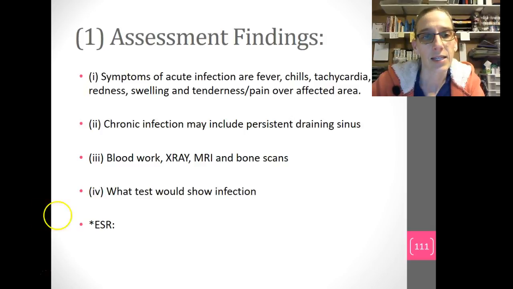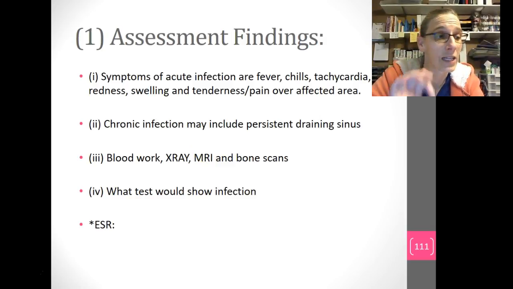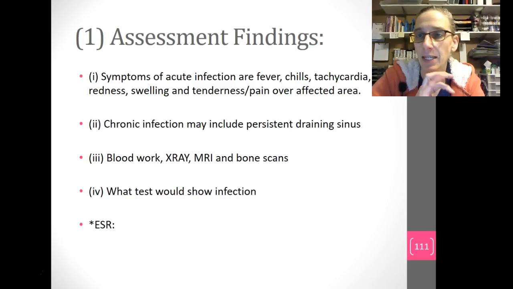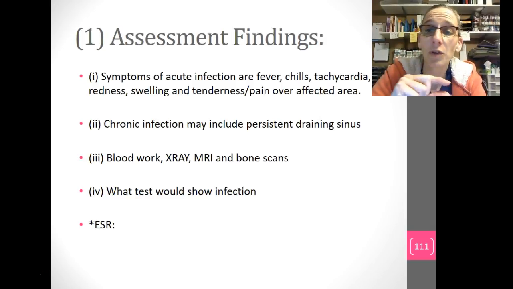Assessment findings. Symptoms of acute infection are fever, chills, tachycardia, redness, swelling, and tenderness or pain over the affected area. Chronic infection may include a persistent draining sinus. So you may not have anything except it's really gross: what's called a sinus tract. Literally like a little hole in the skin, where the bone has become infected, your body will try to get that infection out and will actually cause a little trail, almost like a little river of pus through your body tissues to the exterior skin, and it will drain, and that's called a draining sinus.